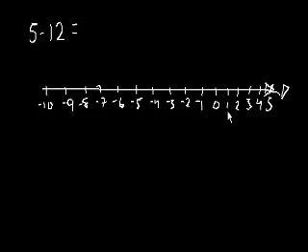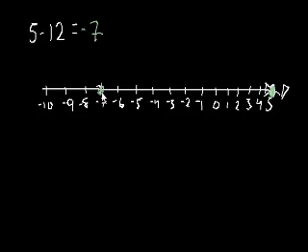Okay, 5 minus 12. So if we start at 5, let me use a different color. We start at 5 right here, and we're going to go to the left 12 because we're subtracting 12. So 1, 2, 3, 4, 5, 6, 7, 8, 9, 10, 11, 12. Negative 7.